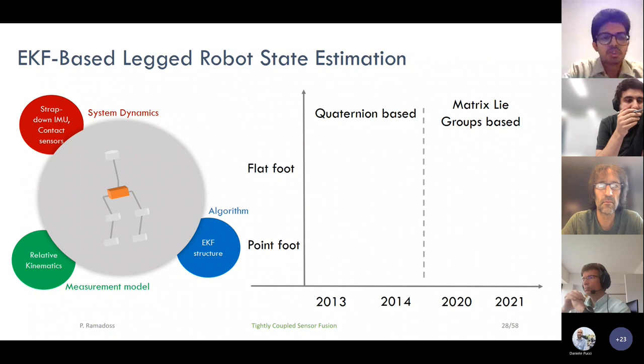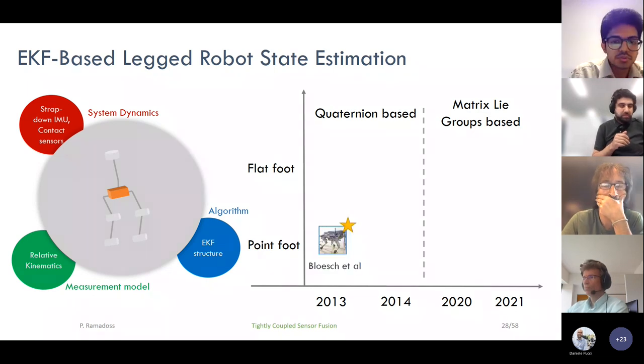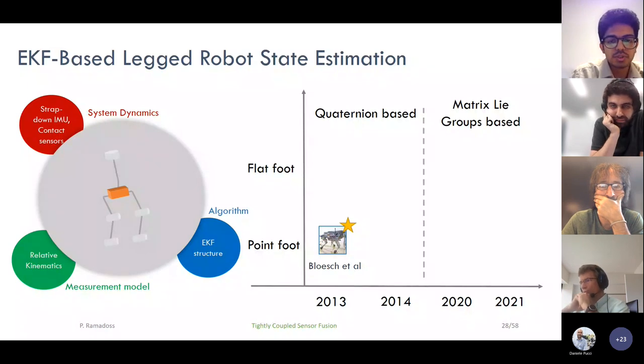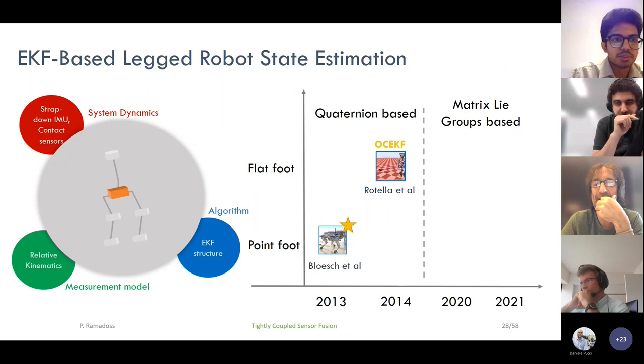A common approach used for legged robot state estimation is based on the extended Kalman filter, which uses a strapped-on IMU model for the system dynamics and relative kinematics as a measurement model. A point foot filter was proposed in which the base state was augmented with foot positions within the state to achieve improved accuracy on the base state estimates. This point foot filter was extended towards a flat foot scenario of the humanoid robot, where the base state was augmented also with foot rotations. And this flat foot filter showed an improved accuracy in comparison with the point foot filter when applied to humanoid robots. It must be noted that for these filters, the state representation was based on a quaternion representation for the rotations and Euclidean vectors for the positions.